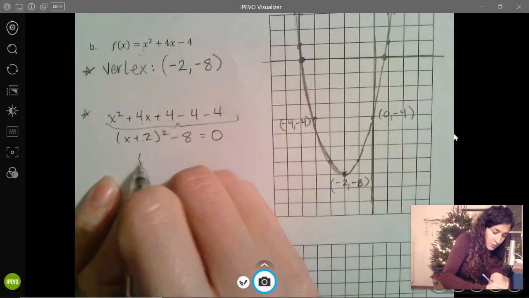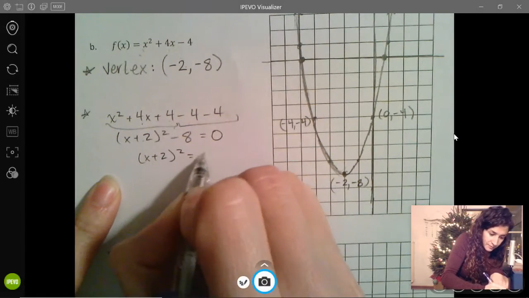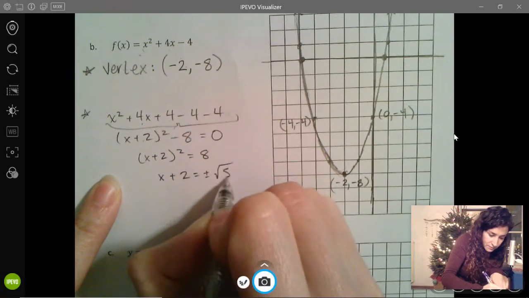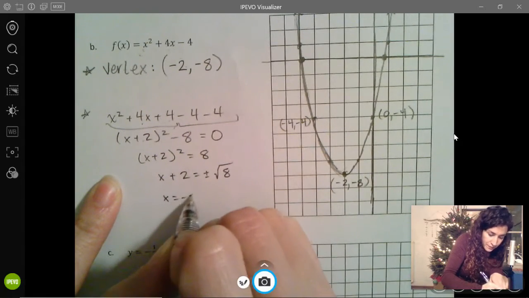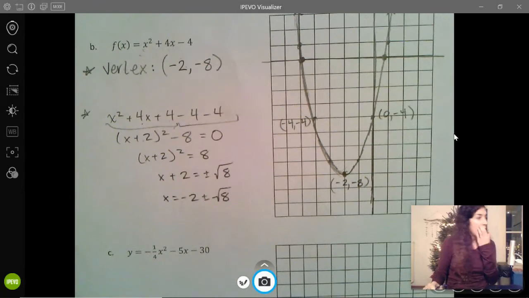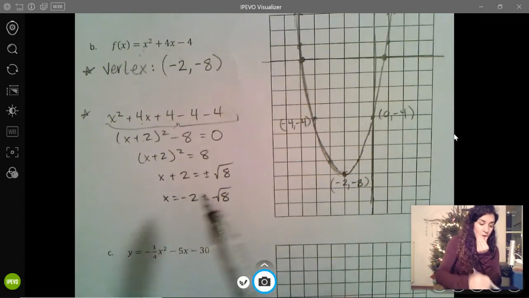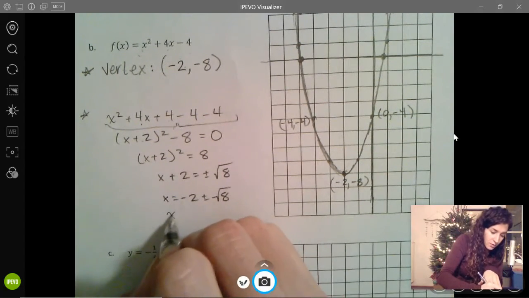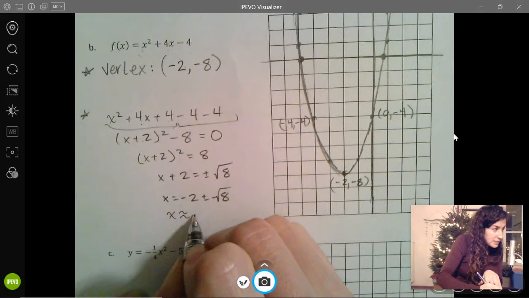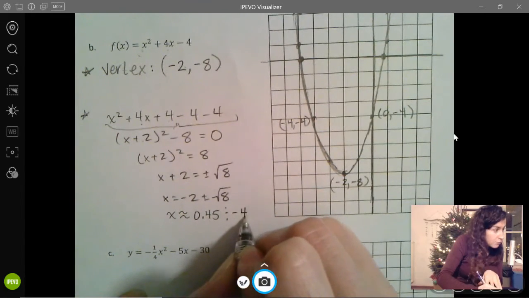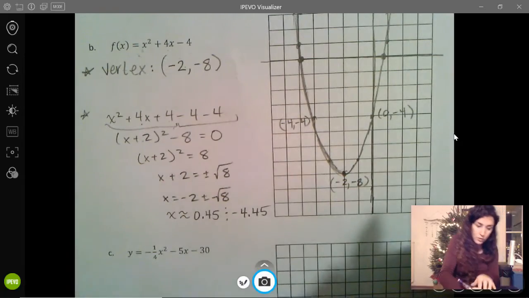I'm going to add 8 to both sides. Take the square root of both sides. And then we're going to subtract 2. I think it's faster than the quadratic formula. Taking the square root, adding and subtracting, we end up getting about, to 2 decimal places, 0.45 and -4.45. So those are our values.